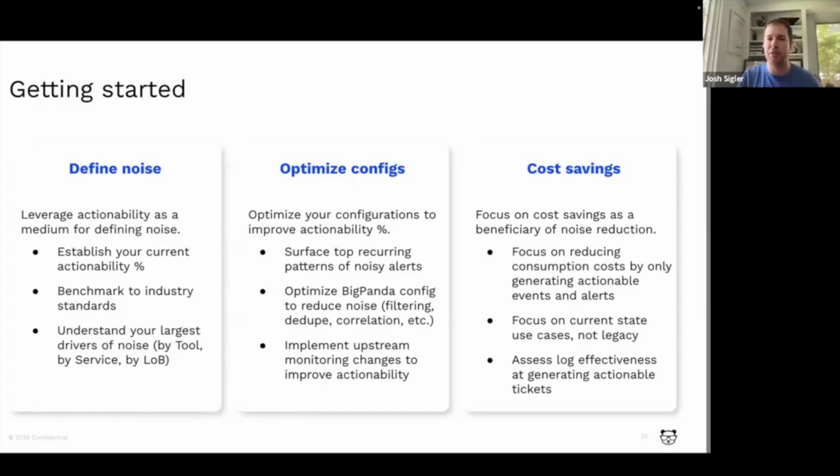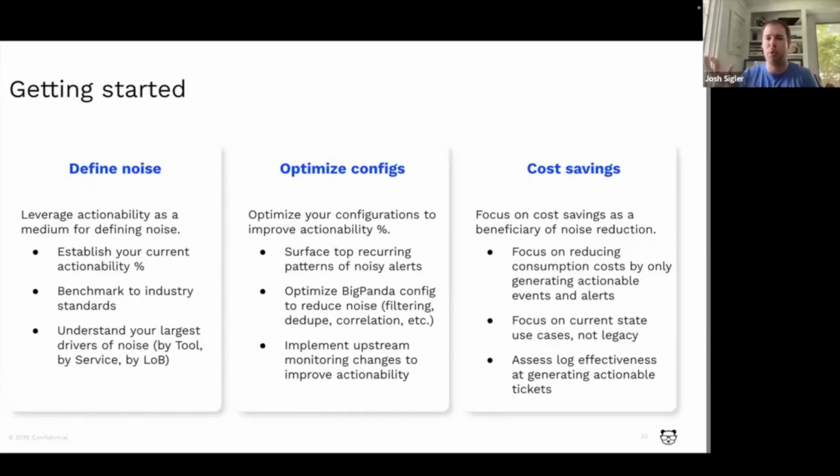How does that compare to benchmark standards? And also, what is driving the noise? Is it one, two, or three tools? Which of your teams, which of your applications or services? That really starts to get you the pinpoint. I start with, I have a noise problem at my enterprise. But let's start to get narrower and really dive into, well, where's the biggest pain being felt? The second one is optimization. Once you know where the pain is, now you can really begin to start taking action.